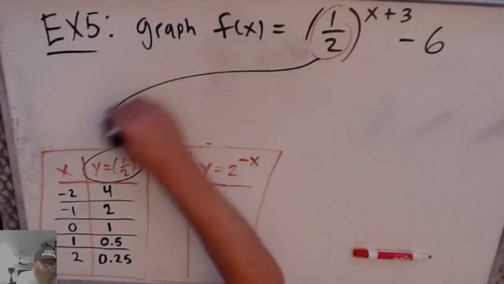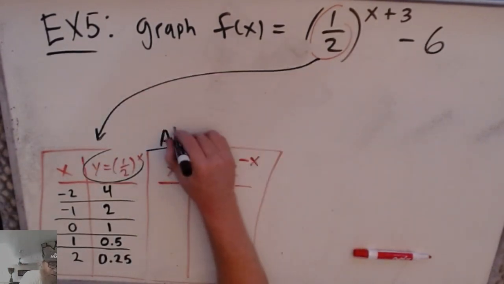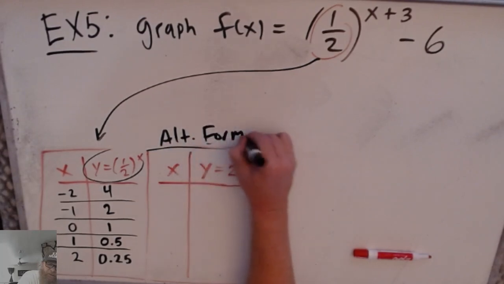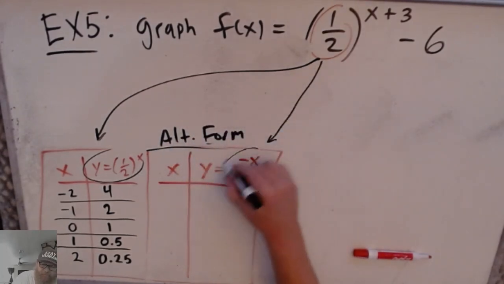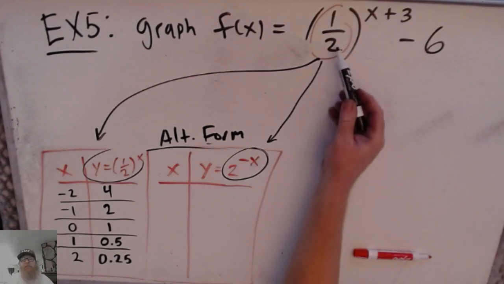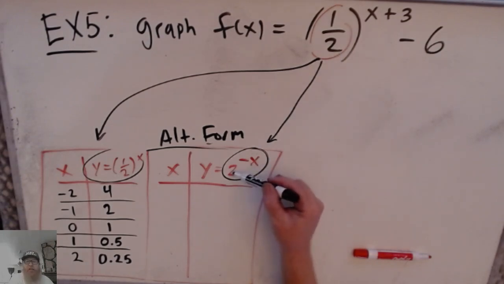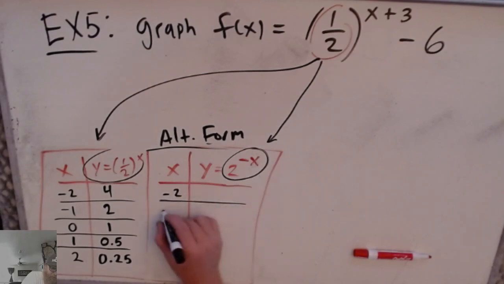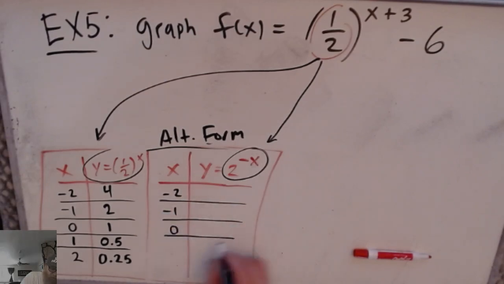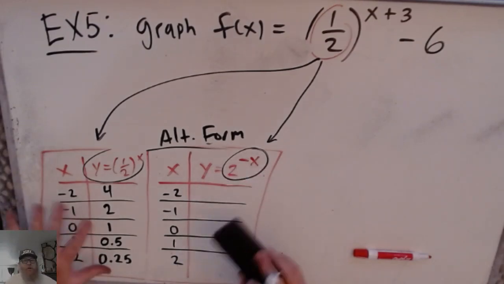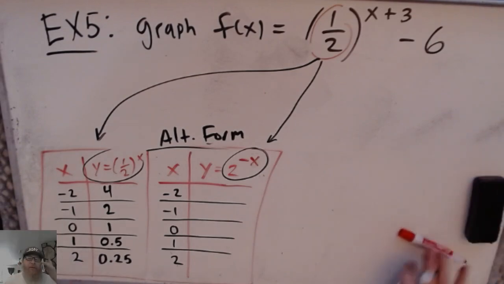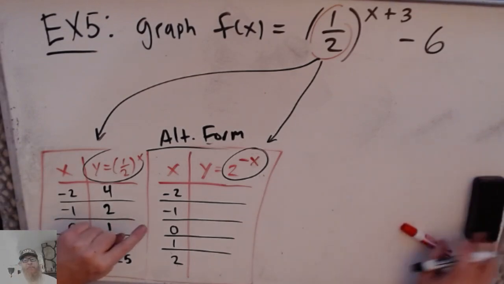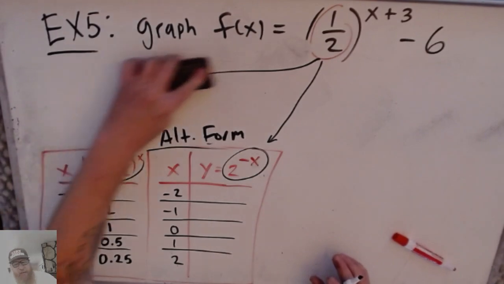But you have an alternate form. Instead of doing fractions, you could just do 2 to the -x. And I don't expect you to do it both ways. This is the last time that I'll do it twice. I just want to show you that you have choices. Whether you like it or not, you've got choices. All right. Let's do our scratch work again up here.